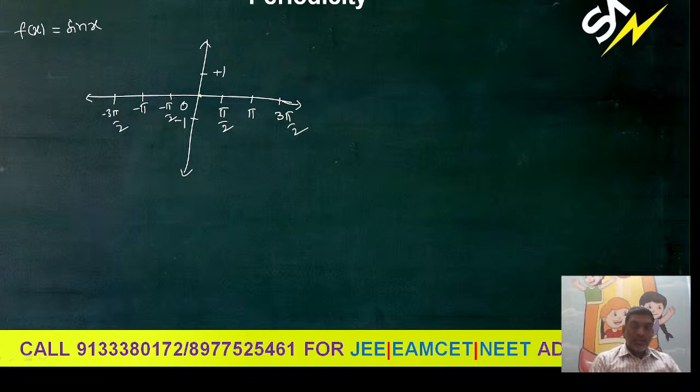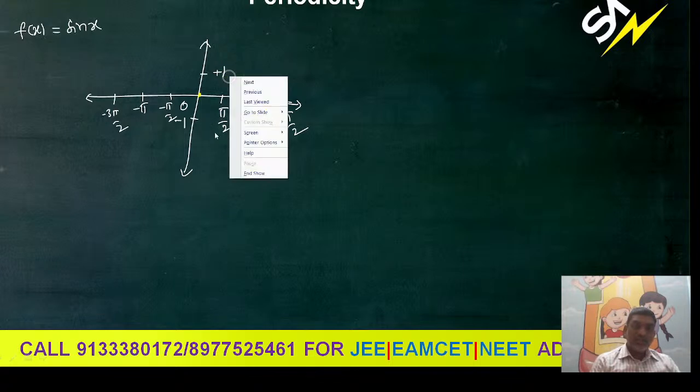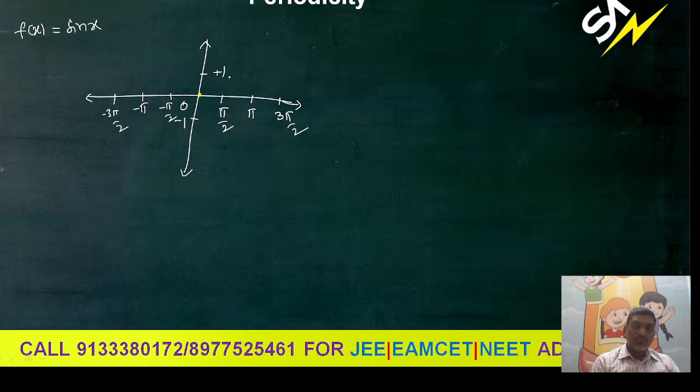Here we take sine 0 as 0, right? Next, sine 90 is 1. Sine 180 is 0. Sine 270 is -1. Next, sine of -90 is -1. Sine of -180 is 0. Sine of -270 is +1.